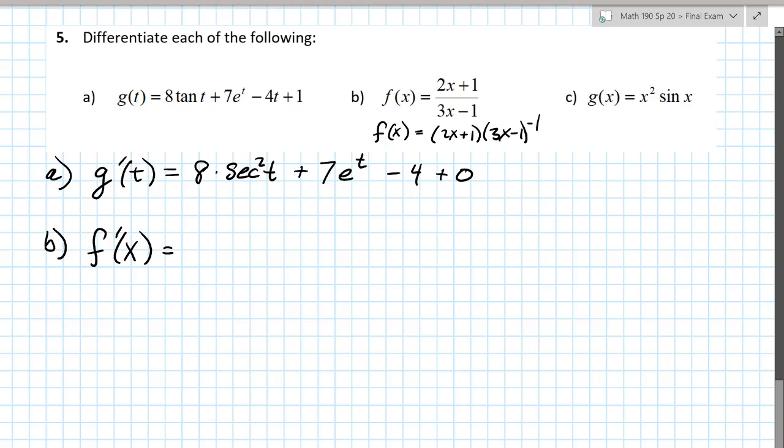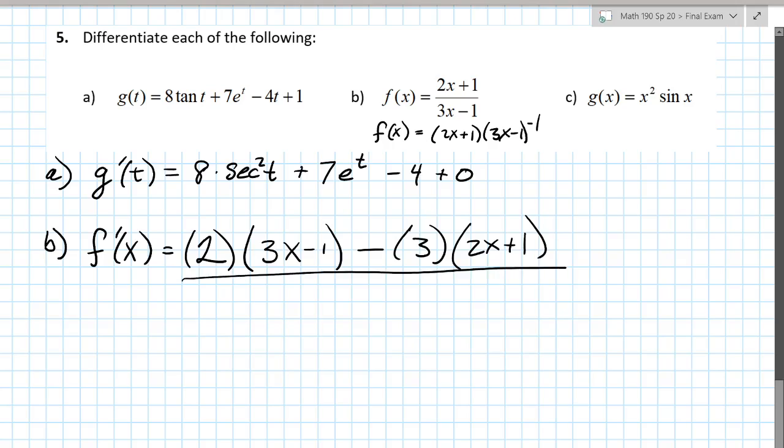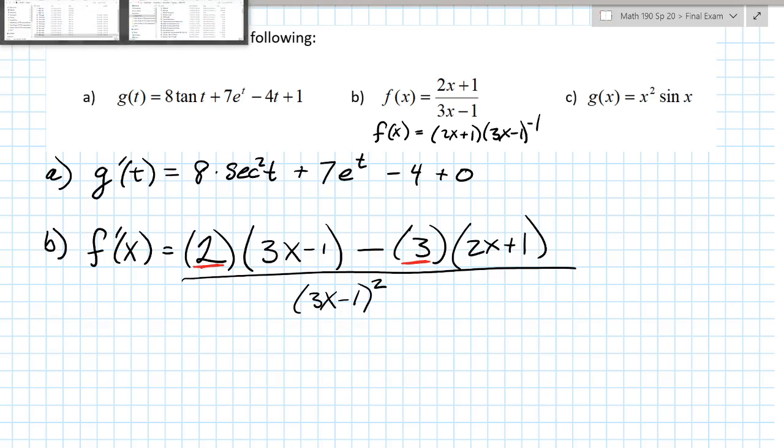What's the quotient rule, you ask? The quotient rule is the derivative of the top times the bottom minus the derivative of the bottom times the top all over the bottom squared. So we've got the derivative of the top is 2 times the bottom, 3x minus 1, minus the derivative of the top, 3 times the bottom, 2x plus 1, all over the bottom squared. Okay, so again, that was derivative of the top times the bottom minus derivative of the bottom times the top all over the bottom squared.